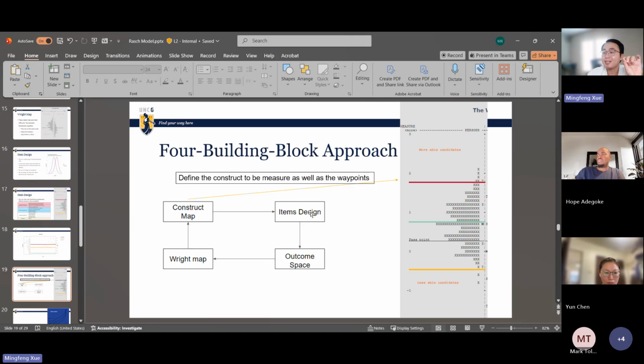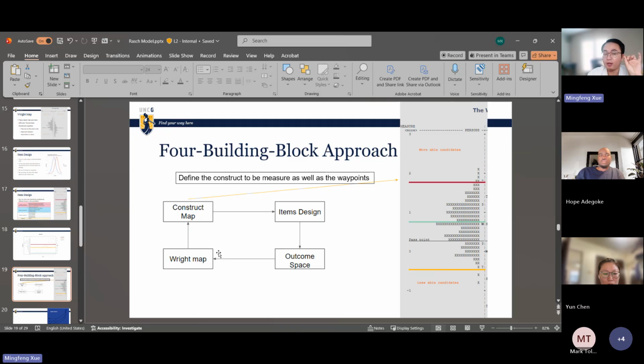And then we move on to decide items. Instead of reflecting the whole range of this latent trait, we focus on deciding items that are on different levels, that reflect different levels of the target construct of the measure. And then we convert responses and draw the Wright map to verify its structural validity.